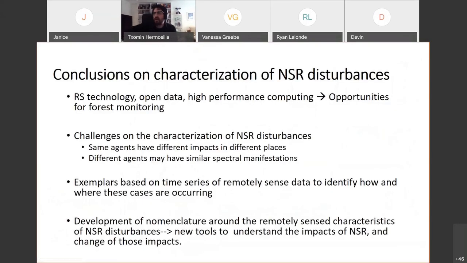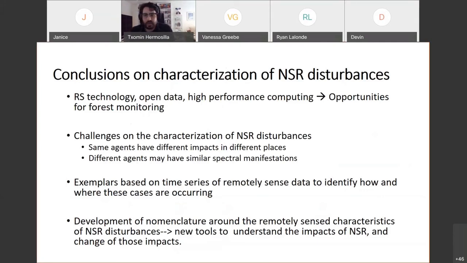And as a conclusion, I would like to just repeat some remarks here. The first one is that it's obvious that remote sensing technology, together with open access to the data and the use of high performance computing systems, provide really great opportunities for monitoring forest ecosystems, not only the land cover, but also changes in forest structure. There are some important challenges in the characterization of the non-stand replacement disturbances. The first is that the same agent might have different representations and different impacts in different geographic areas. And the second is that different agents might have similar spectral manifestations. So this is something that we need to keep in mind.